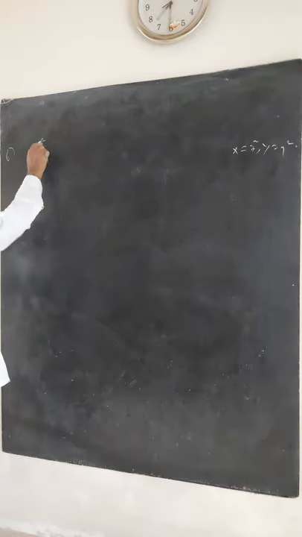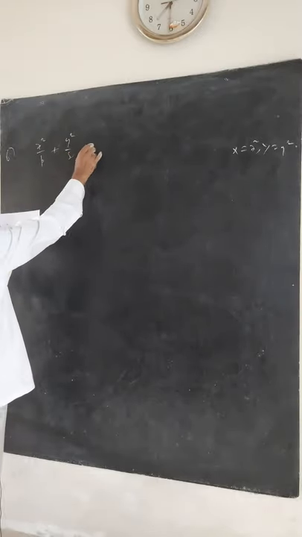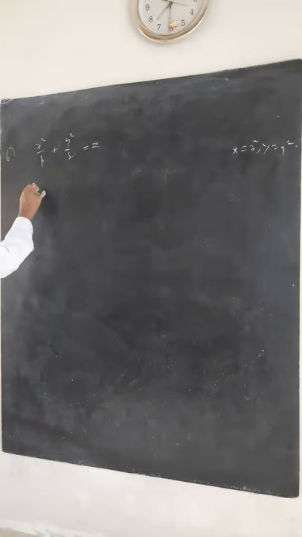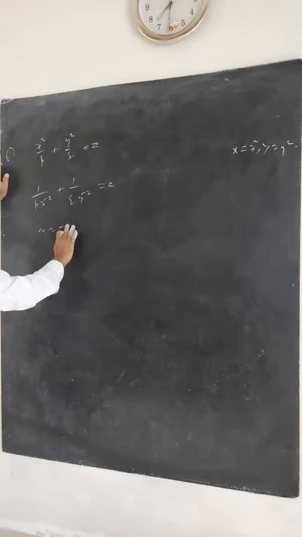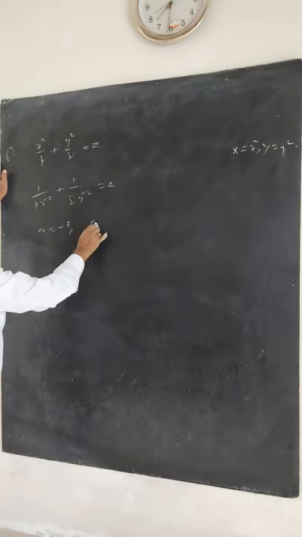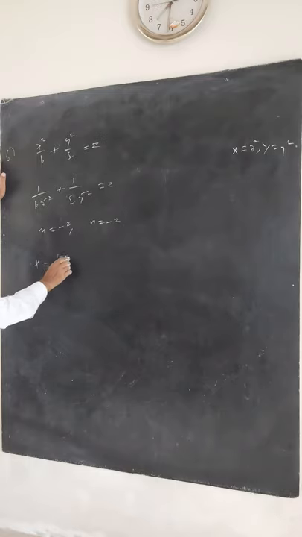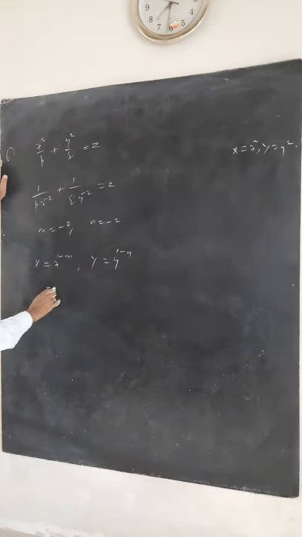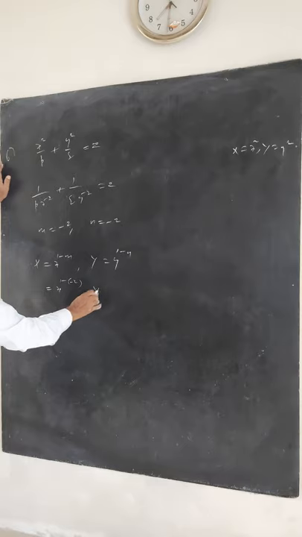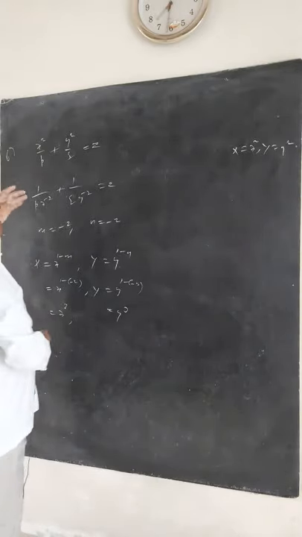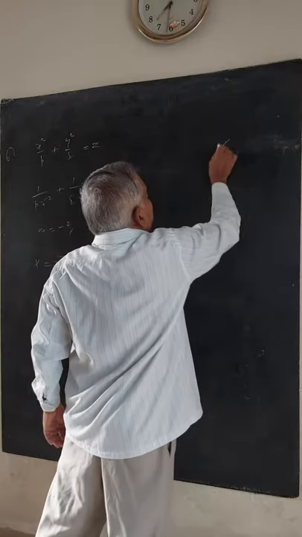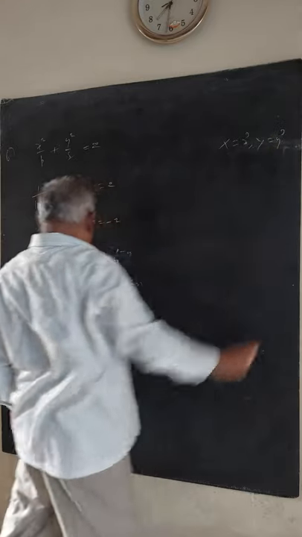Sum number 6: a²p plus y²q equals z. Bringing down, p into x power minus 2 plus 1 by q into y power minus 2 equals z. Compare: the power of x is minus 2, therefore m equals minus 2. Similarly, the power of y is minus 2, n equals minus 2. We know capital X equals x power 1 minus m, capital Y equals y power 1 minus n, so capital X equals x cubed, capital Y equals y cubed.